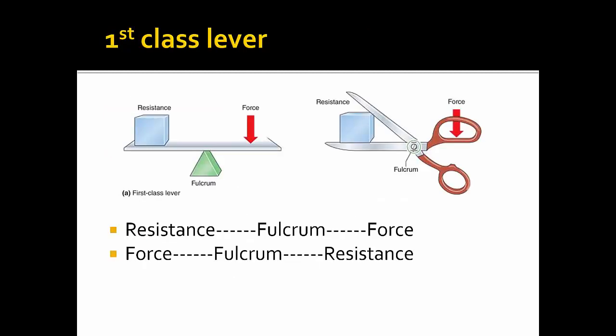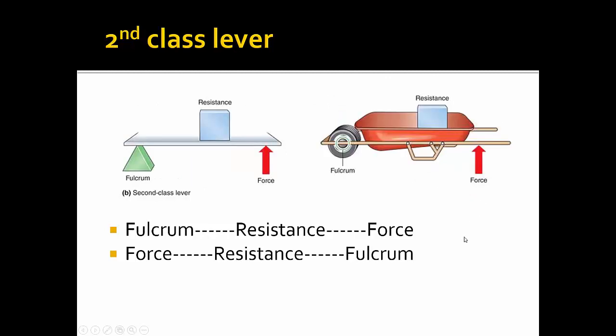There are 3 different kinds of levers. The first is a first-class lever, and in this case you have the fulcrum in the middle. So force is applied to one end, resistance is applied to the other, and the fulcrum is in the middle, and they've given you kind of a real-life example of this, like a pair of scissors. So fulcrum, force, resistance. First-class lever, fulcrum in the middle.